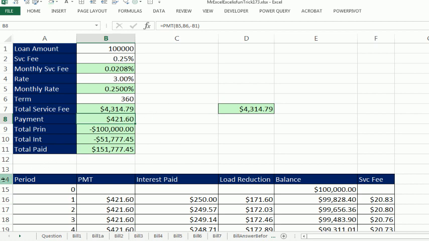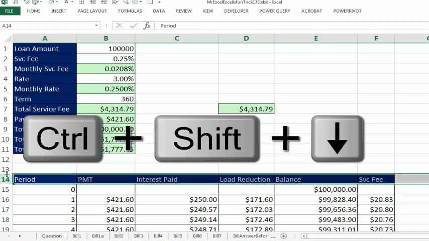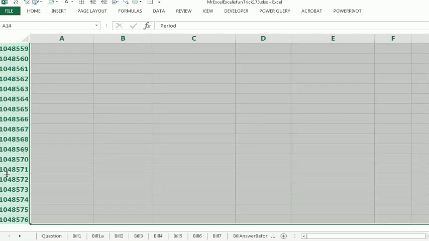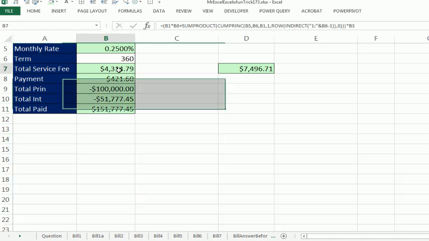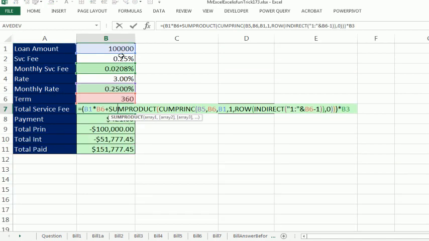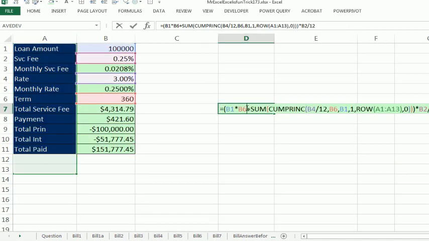Now let's test this. I'm going to click on the row header 14, Control Shift down arrow, right click key, delete to delete them. And this one looks like it's working. It's only pointing at these inputs up here. This one's still working a little bit, but it looks like a lot of rows got deleted there.